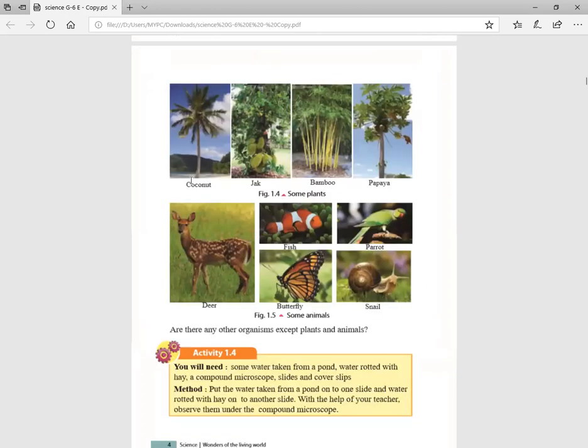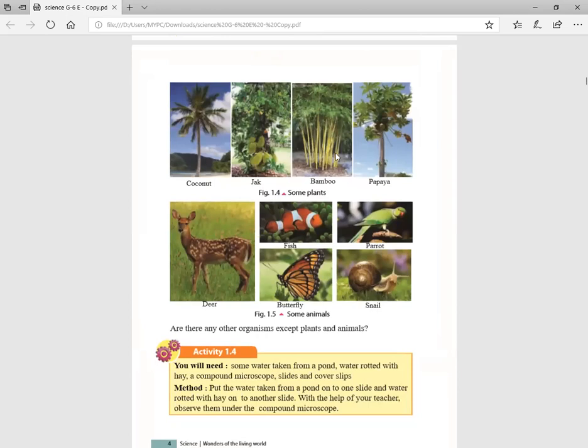Okay, you can see there are different types of plants. There are coconut tree, jack tree, bamboo tree, papaya tree. On the other side you can see some animals. There are deer, fish, parrot, butterfly, and snake. Are there any other organisms except plants and animals?